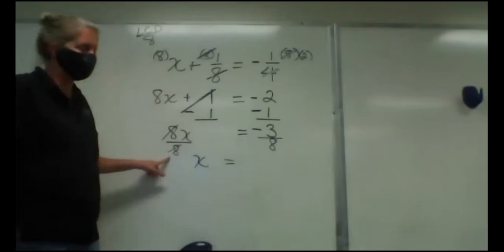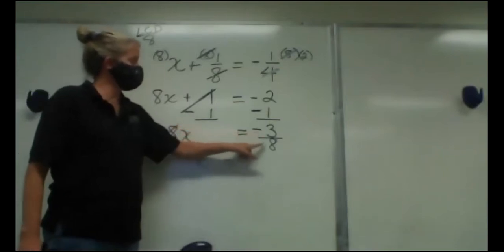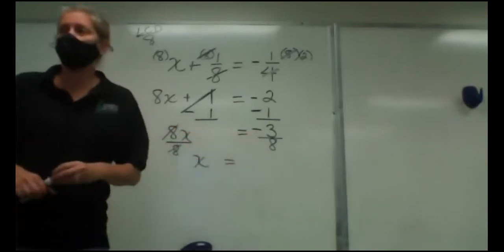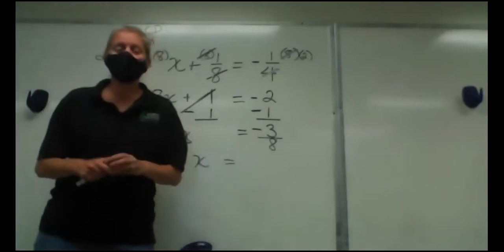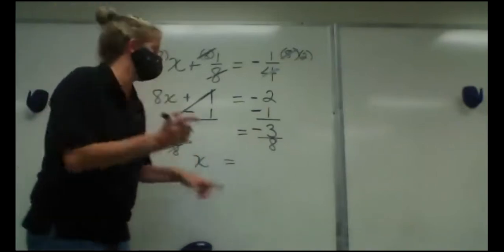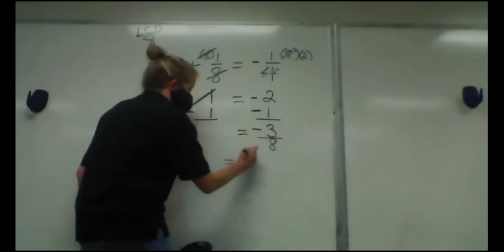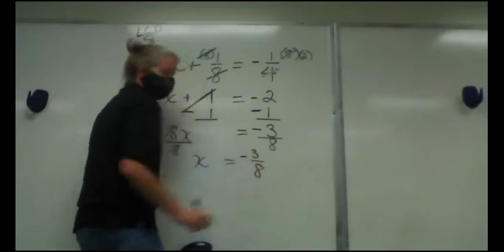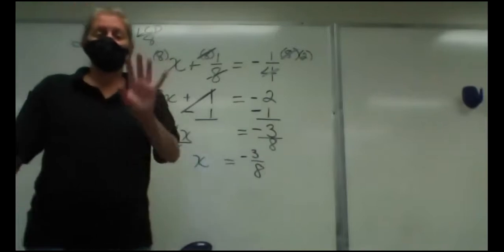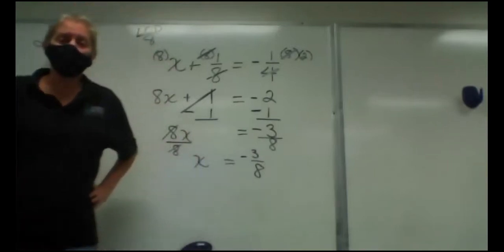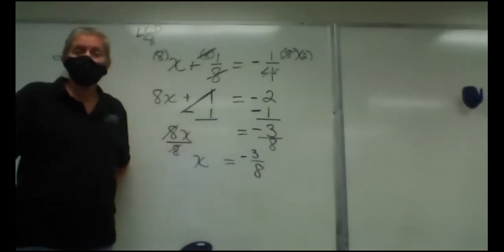Drop down my equals. Now, I need to make sure that that is in lowest form. Negative 3 over 8. Does that reduce? That does not reduce. That is in its lowest form as it can be. So negative 3/8. Now, I'm about to show you how to make your calculator do the hard work here.